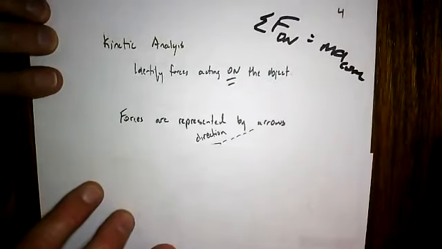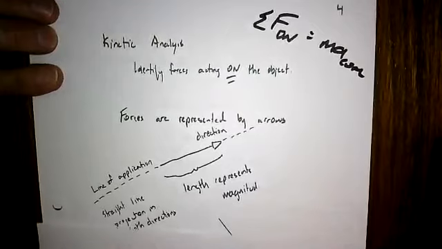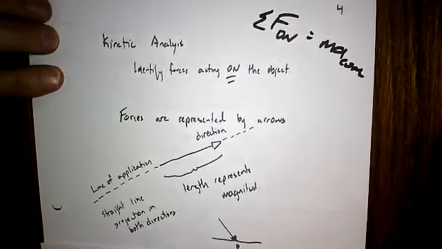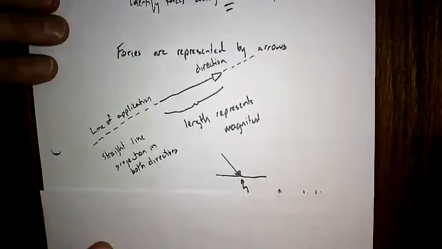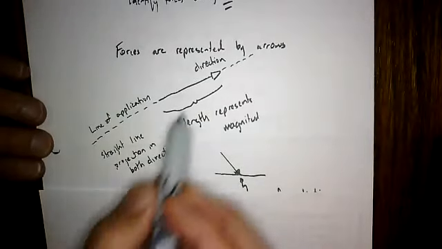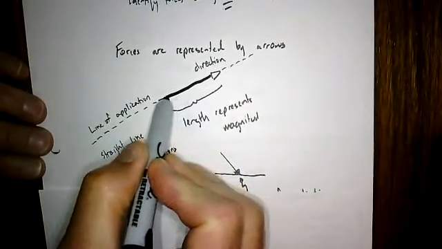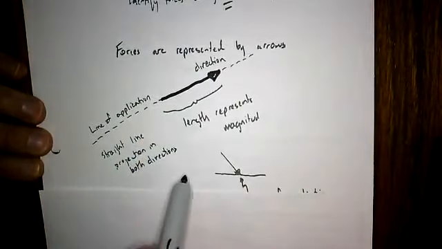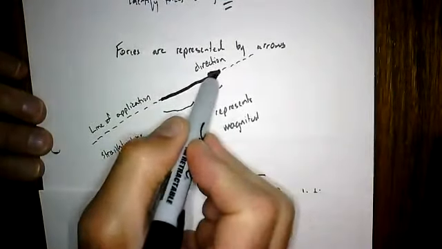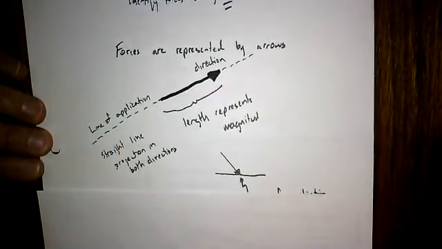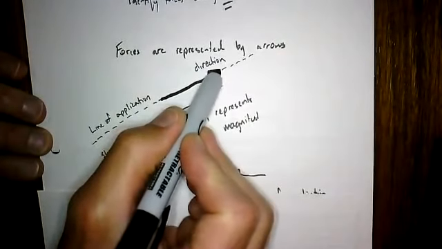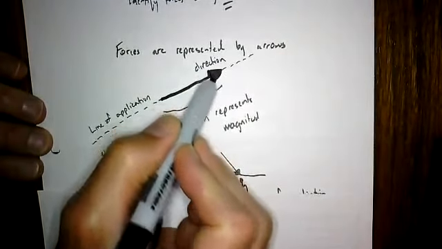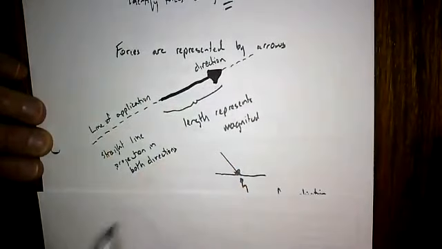All right, so let's look at this a little bit more. Let's remember that forces are represented by arrows, okay? And an arrow will have a length, and that length represents the magnitude of the force. The longer the arrow, the bigger the magnitude. So when we do our kinetic analysis, it's nice to try to draw an arrow that represents what we think is the magnitude of the force.